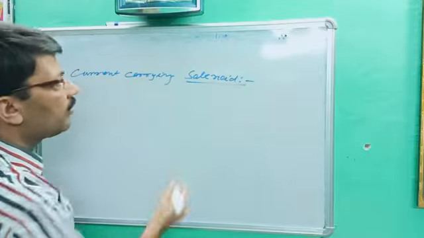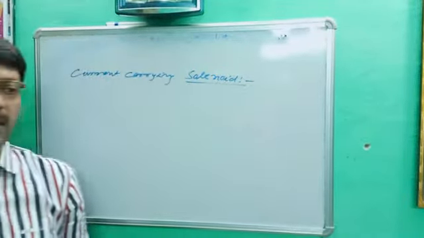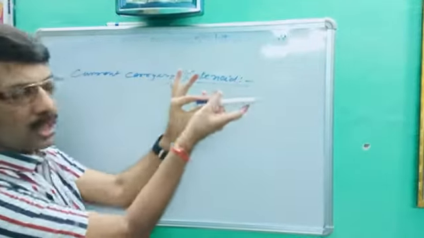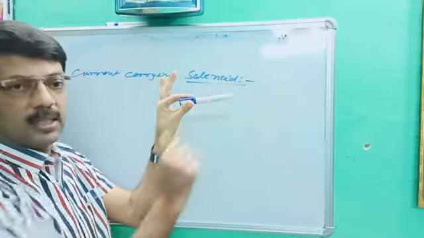Very important question. Every year this question asks about the solenoid, the current carrying solenoid. So first see what a solenoid is. It is in cylindrical shape. You better know in mathematics what a cylinder is: one whose length is more than its radius is called a cylinder.